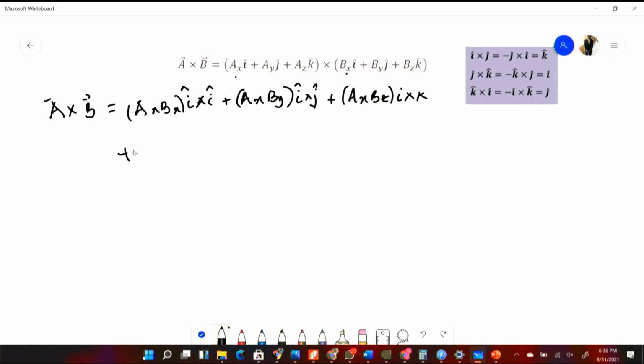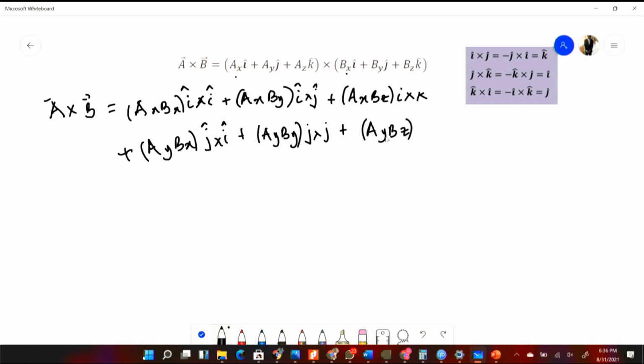Then we plus. Then the next we are going to have is AY multiplied by BX, and the unit vector is going to be J cross I. Then the next one is going to be AY multiplied by BY, with the unit vector J cross J. Plus we are going to have AY multiplied by BZ, and the unit vector is going to be J cross K.